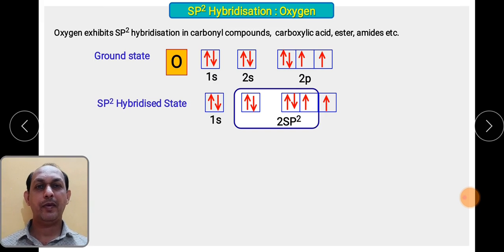Now we'll see the sp2 hybridization for oxygen. So again, let us write the electronic distribution: 1s2, 2s2, 2p4. So in case of sp2, what will happen? Only the 2s and 2p orbitals will overlap and they will form the new sp2 hybridized orbitals.